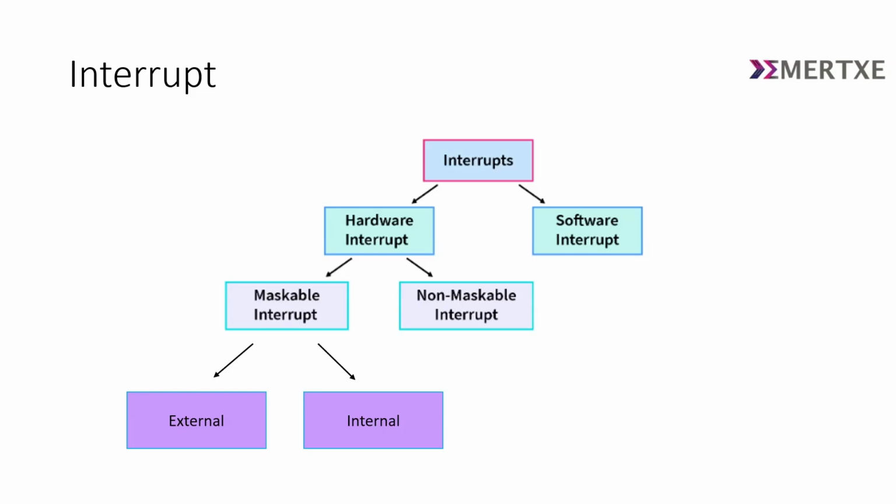So here are the interrupts: we can see hardware interrupt and software interrupt, and in hardware interrupt there are two types, maskable interrupt and non-maskable interrupt. Maskable means which we can ignore, and non-maskable means which we cannot ignore. In maskable interrupt we have two types, external interrupt and internal interrupt.